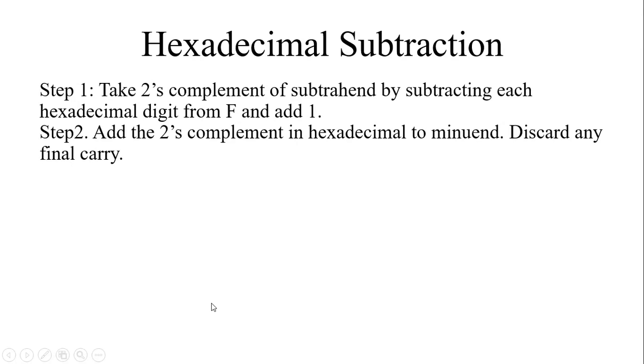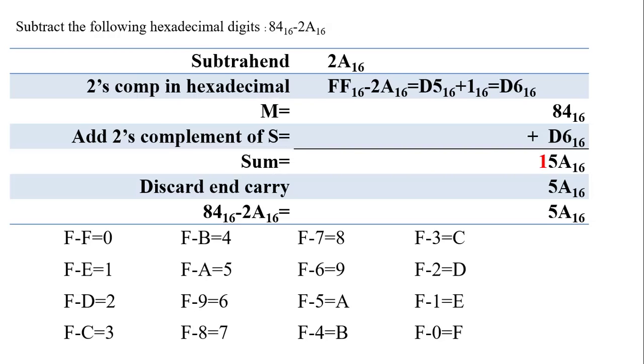Hexadecimal subtraction. So how do we perform hexadecimal subtraction? Step 1: take the 2's complement of the subtrahend by subtracting each hexadecimal digit from f and adding 1. When we subtract each hexadecimal digit from f, this is the 1's complement in hexadecimal. To get the 2's complement, we add 1. Step 2: add the 2's complement to the minuend and discard any final carry. So we can perform hexadecimal subtraction using the 2's complement in hexadecimal.